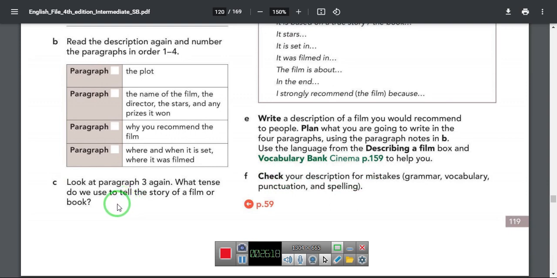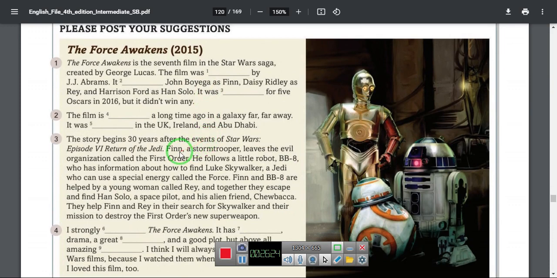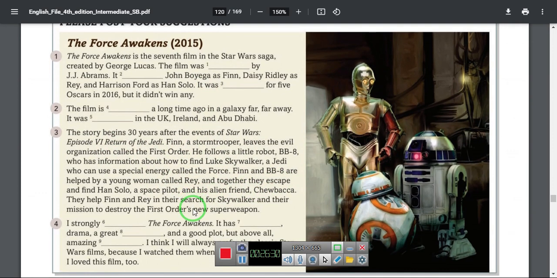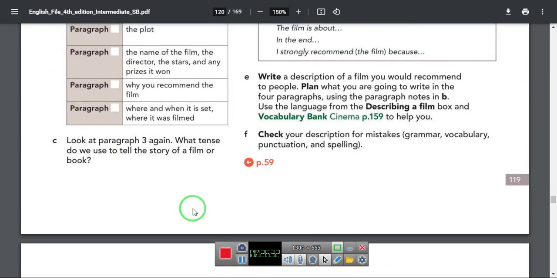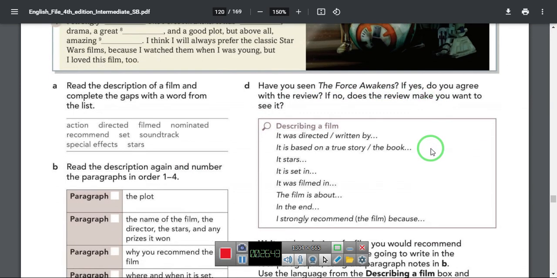What tense do we use to tell the story of a film or book? Какое время мы используем, чтобы описать, что происходит? I think it's obvious now. Думаю, сейчас понятно, какое. So, next, have you seen The Force Awakens? If yes, do you agree with the review? If no, does the review make you want to see it? Если вы смотрели эту часть, согласны ли с обзором или нет?